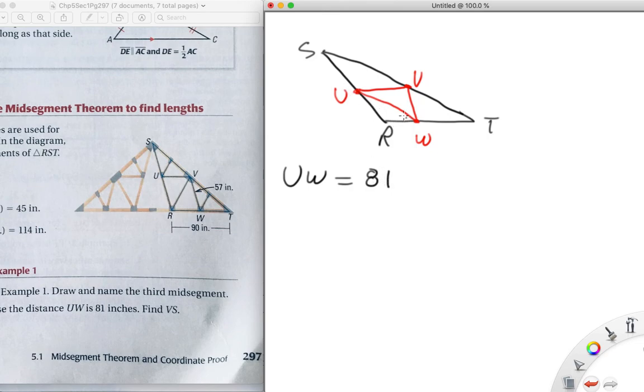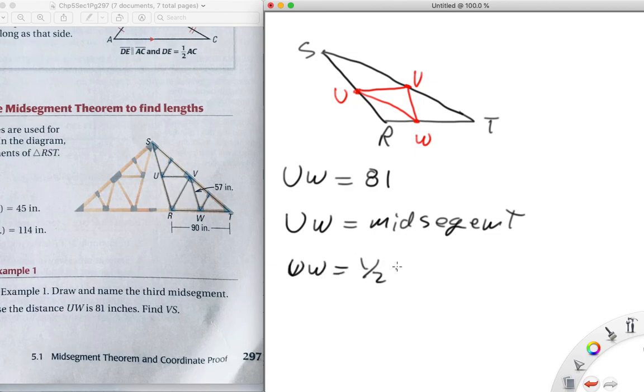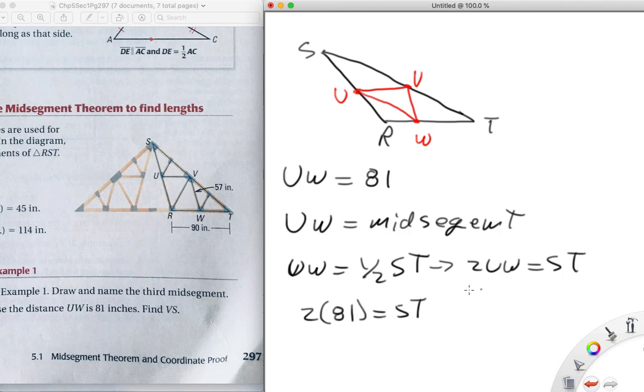Well, I know that UW is the midsegment, so I can use the midsegment theorem because I know the third side of UW is ST, and UW is equal to 1/2 ST. So if I want to find out what ST is, I'll just multiply by 2 on both sides, and I can say 2 times UW equals ST. So 2 times 81 equals ST, and 2 times 81 is 162 inches.